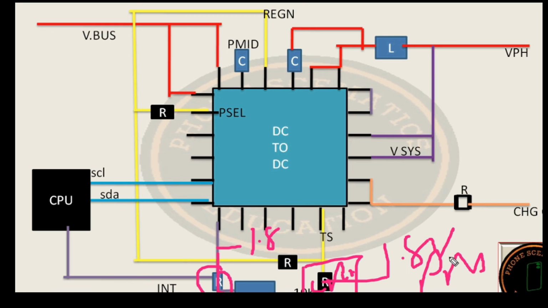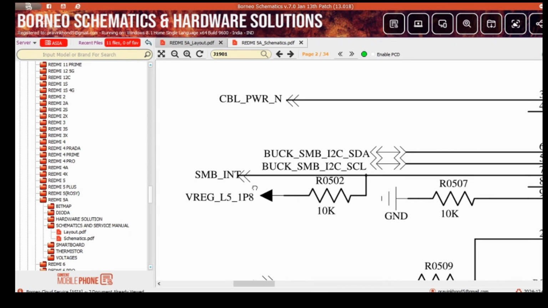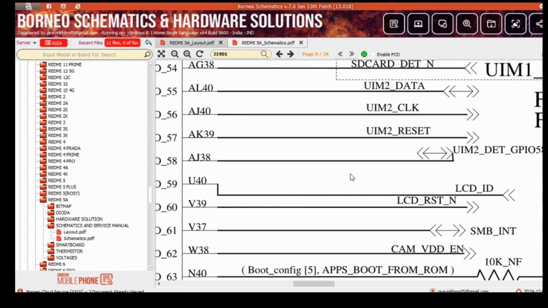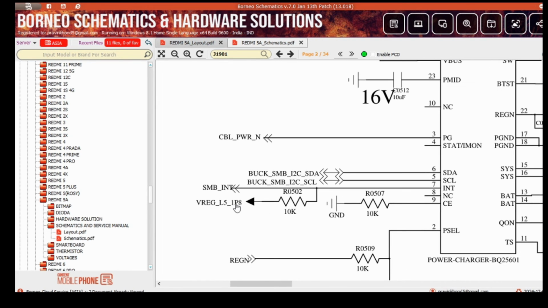Now I will explain this line in the schematics. Get back to the schematic. Pin number 7, interrupt. You can see this line has 2 points: VREG voltage regulator L5 1.8. These are the LDO 1.8 line from the power IC with a 10K resistance. Clear? Also another line goes to the CPU, SMB INT interrupt, right? You can see here GPU, right? Now this line connects with the 1.8 voltage through the 10K resistance.